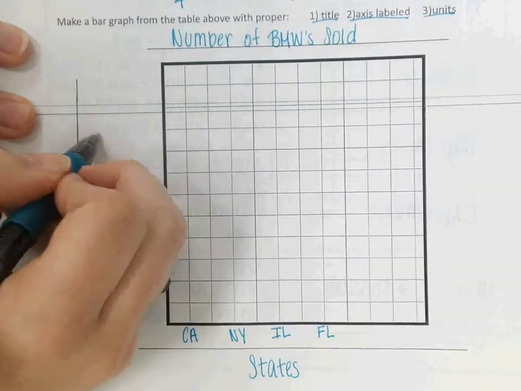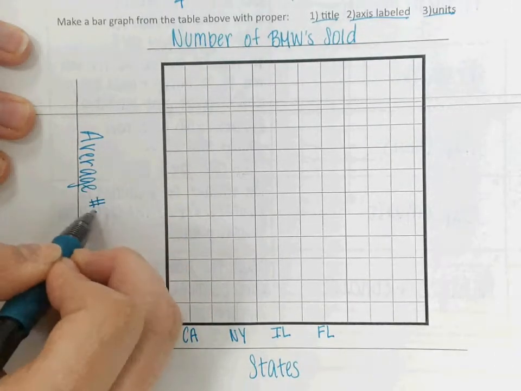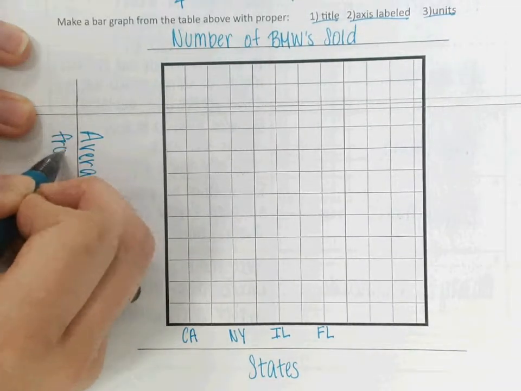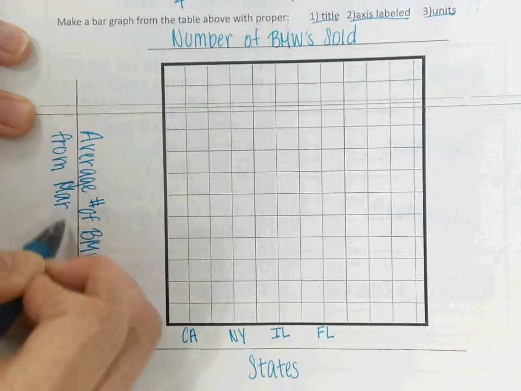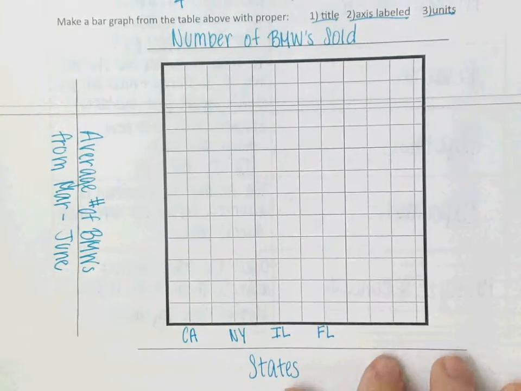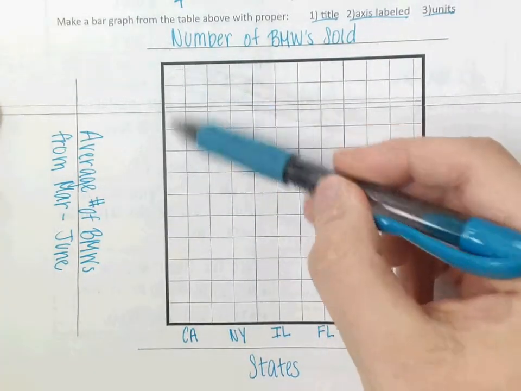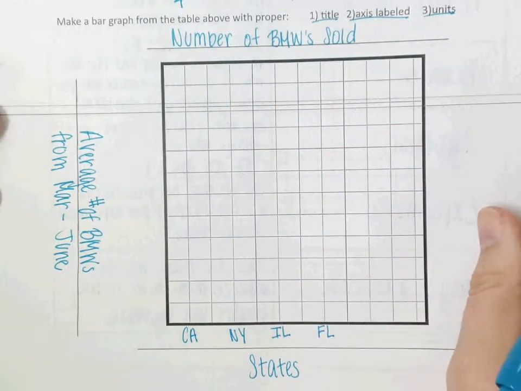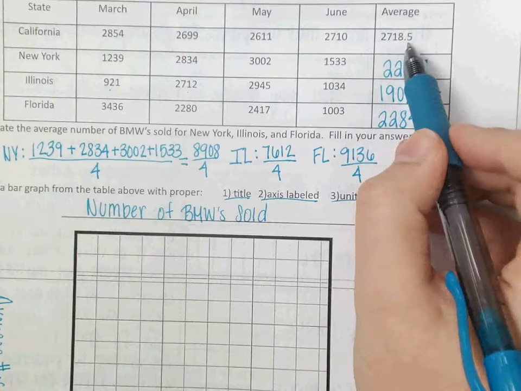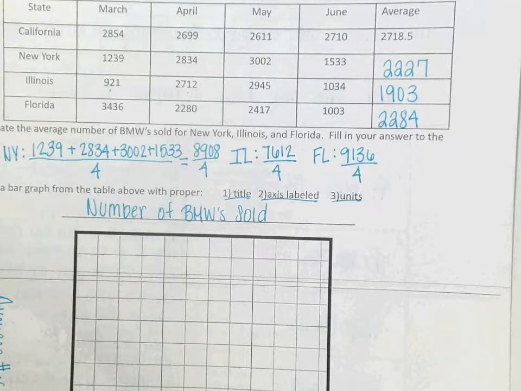So over here we're going to write our average. It's our average number of BMWs from March to June. Average number of BMWs from March to June. So now what we need to do in order to number our dependent variable here, we need to look at our averages. And we see that our largest average is actually California with 2,718.5. So we need to go to around at least 3,000.